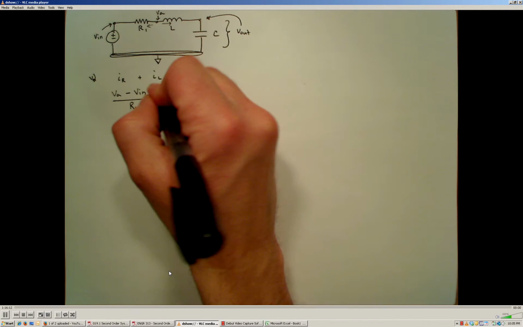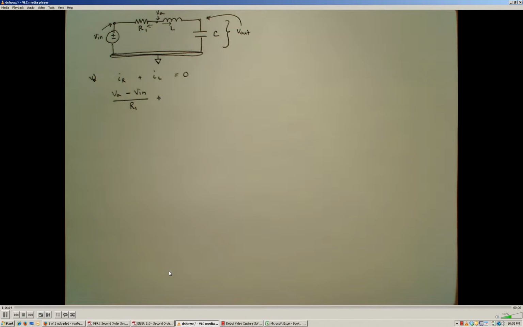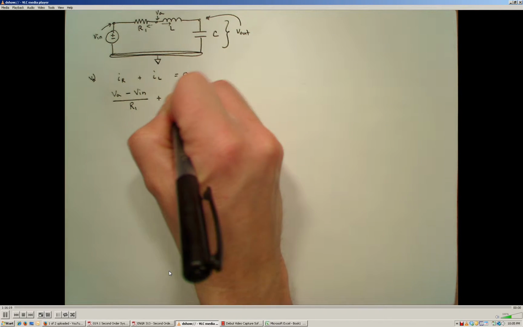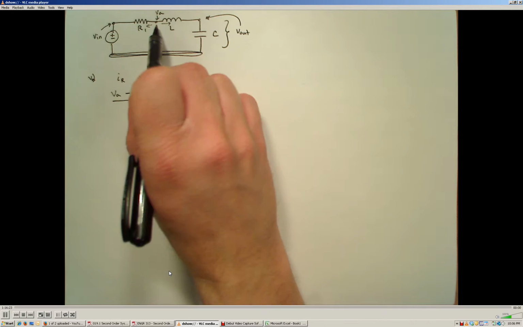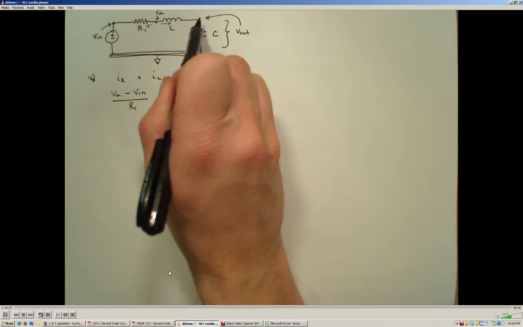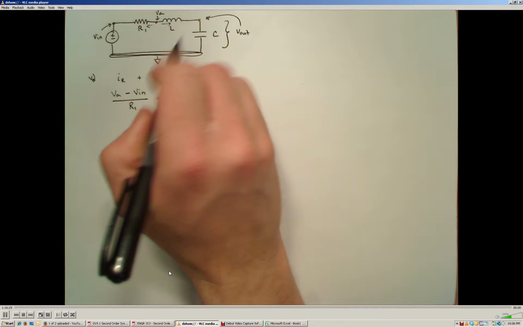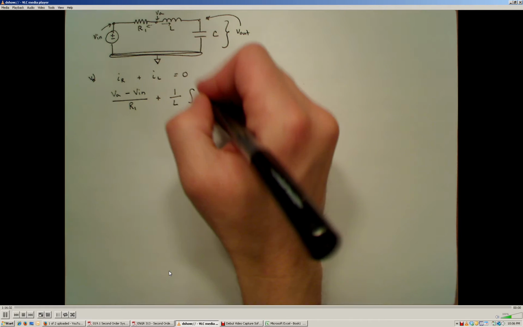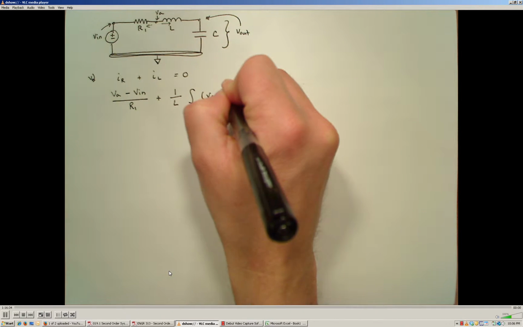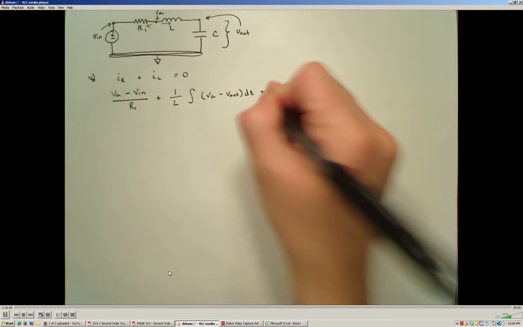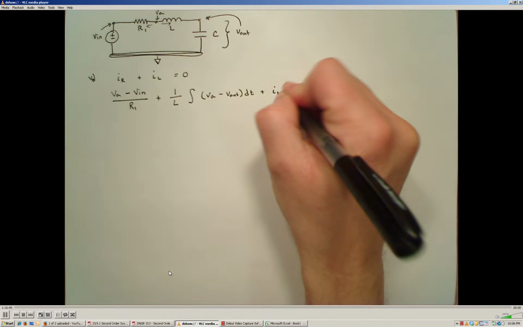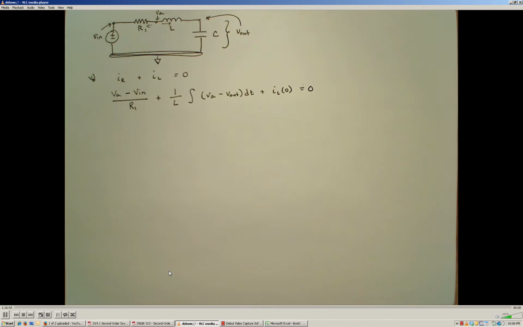Now, the current through the inductor is related to the potential across the inductor by an integral relationship. That's 1 over L times the integral of the potential difference across the inductor. Now, the potential difference across the inductor is going to be the voltage at this node minus the voltage at this node, both with respect to ground. So that will end up being VA minus Vout dt, plus the initial current through the inductor at time 0, and all of that must equal 0.